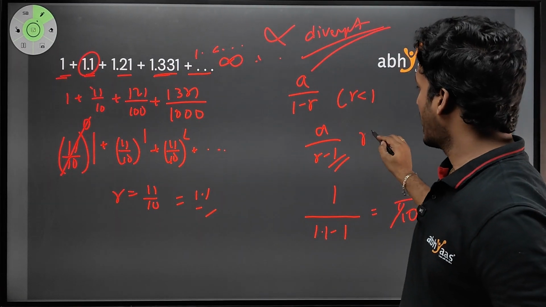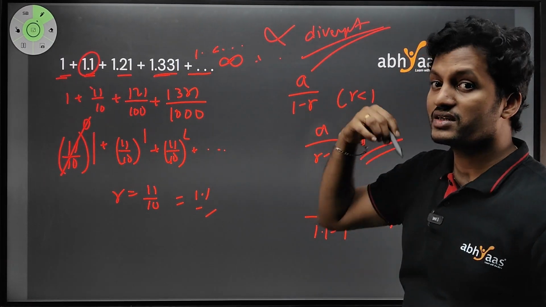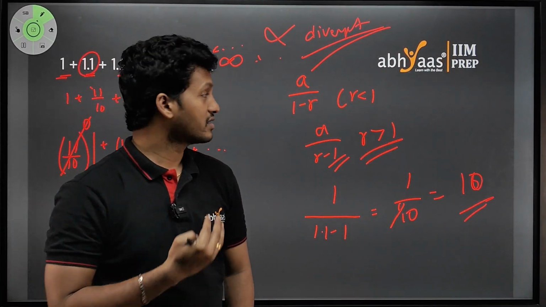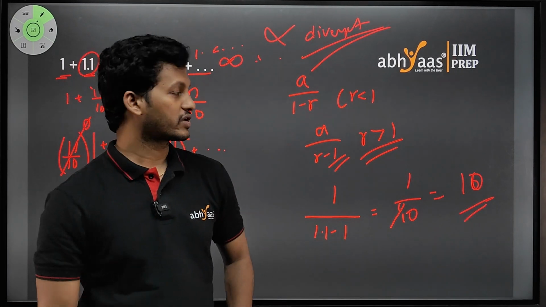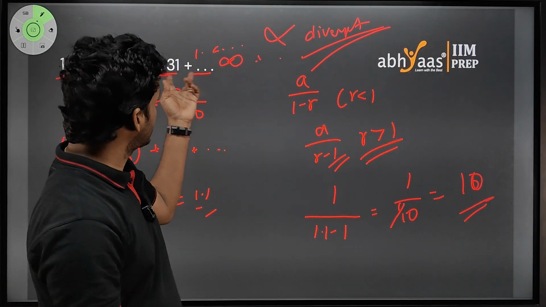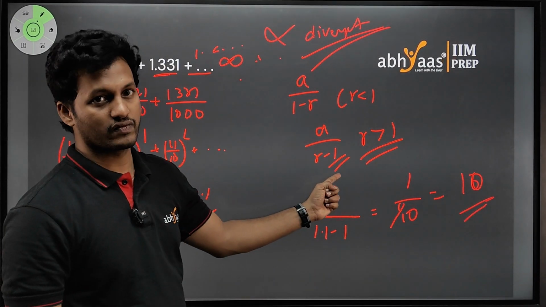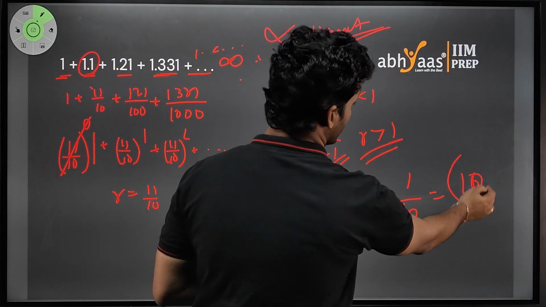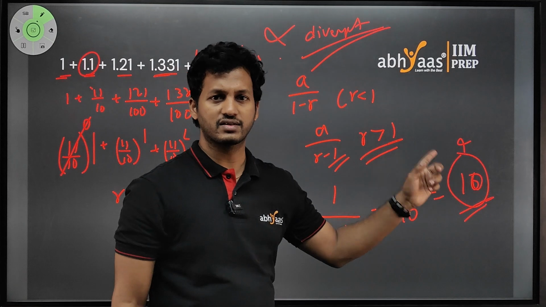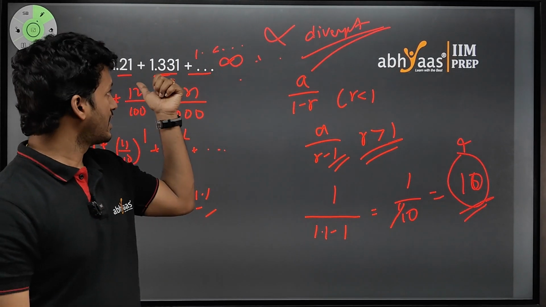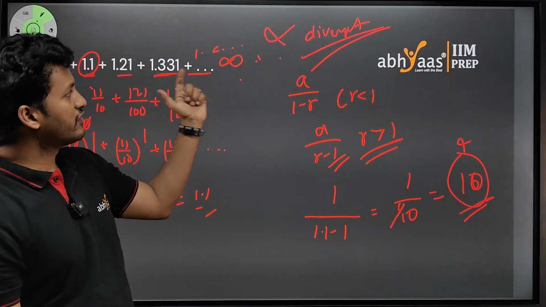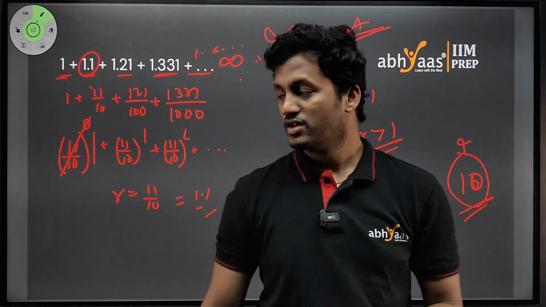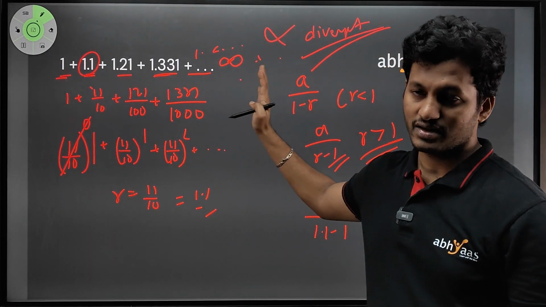Whenever r is greater than 1 and the series is not finite, it will go divergent. If you understood this, this is an infinite series and r is greater than 1, so we cannot get a finite answer. So 10 here cannot be applicable. Just observe this one, 1.1: if you add more than 10 terms, you'll cross 10 exactly, right? So we cannot get a finite sum like that.